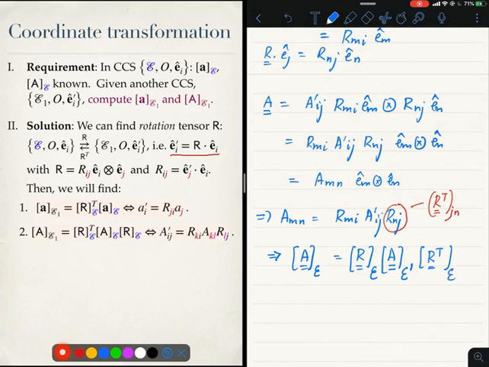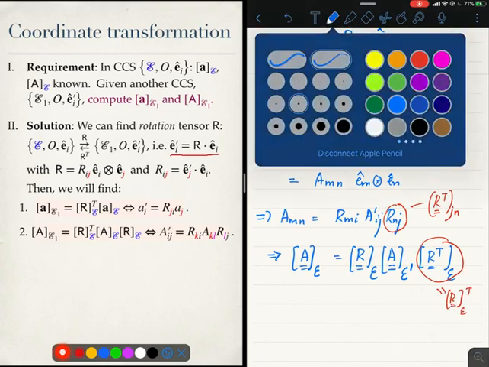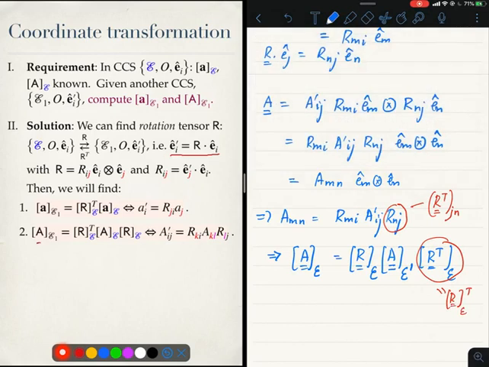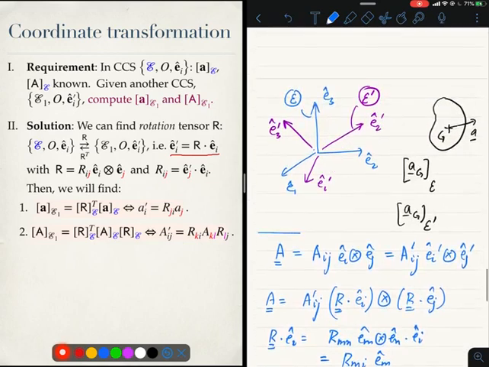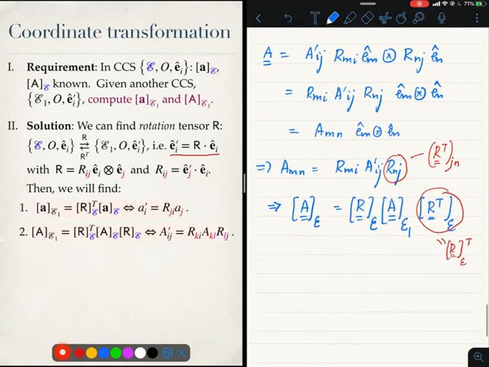We have also seen that this is the same as R in E transpose. Great. Then what am I after? I am trying to find A in E1. I keep using E prime on the right side. Let's be a little careful. What I mean is not E prime, I mean E1. Okay, I hope I have not used E prime anymore. E1, yeah, great.